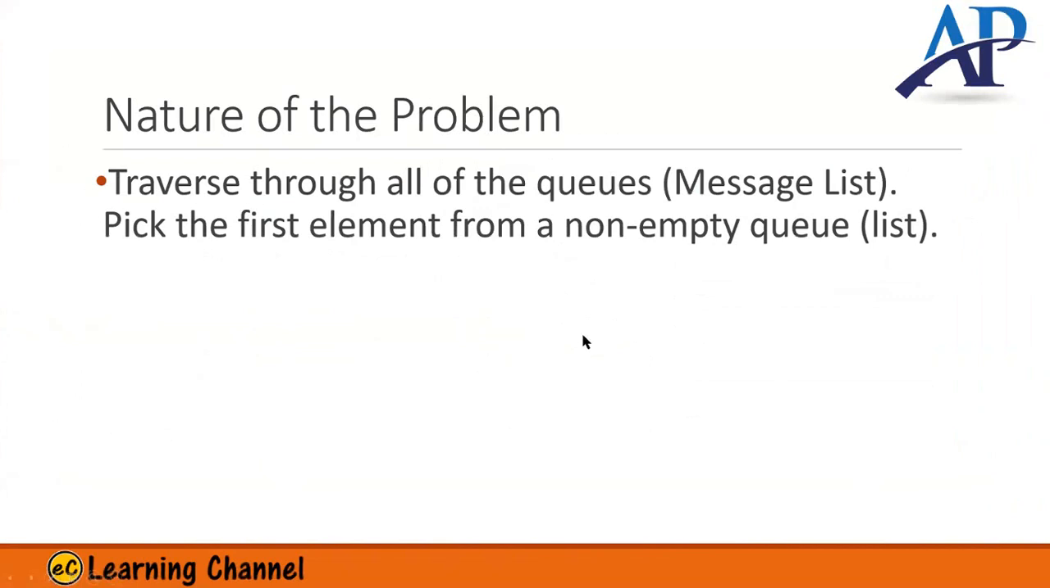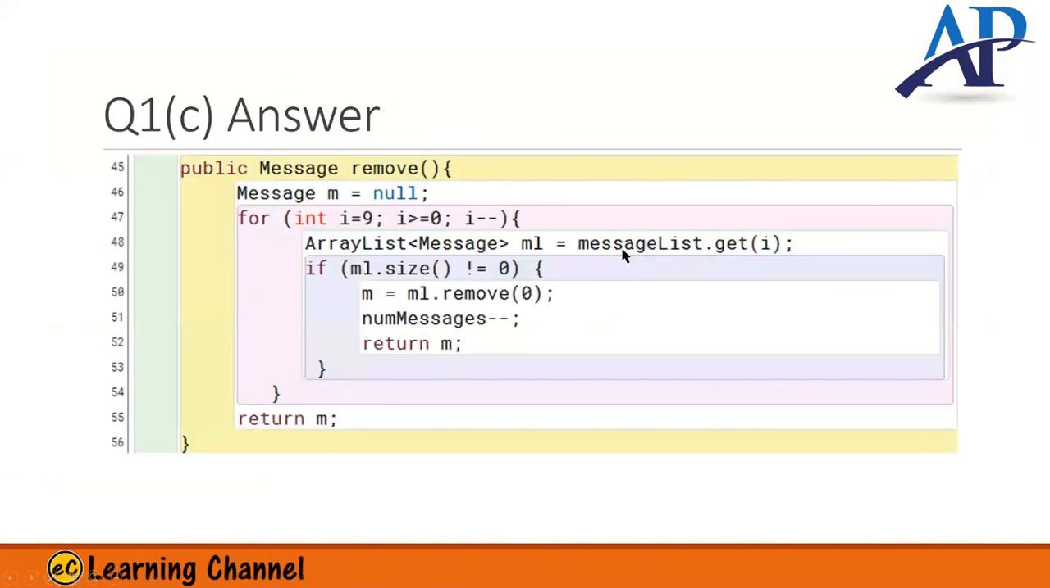So it traverses through all the queues. You try to get the highest priority one and then get the first element. If not, you continue the traversal. So you start from i equals 9, that's the highest priority one. You initially set the message to be null in case you don't find it. Then you get the i-th queue list. If the size is not 0, you remove the first one and decrease the number. If it is 0, you continue to the next queue.